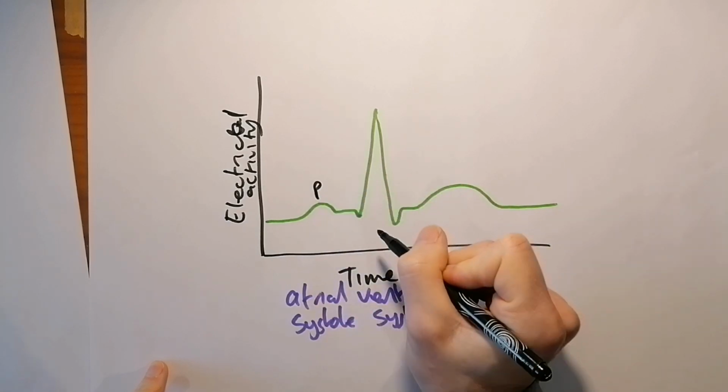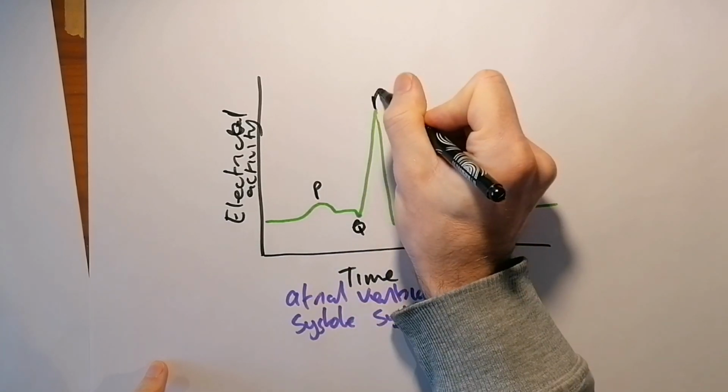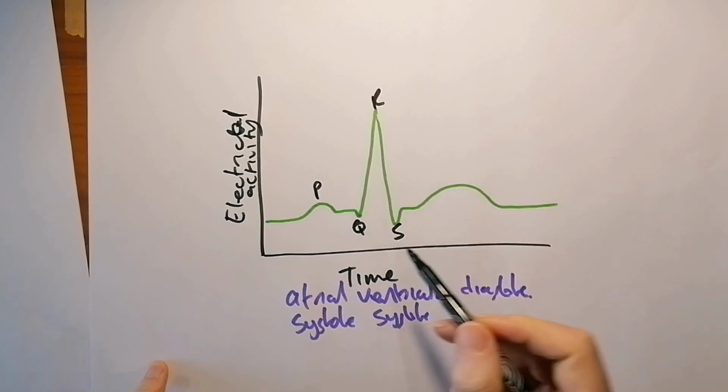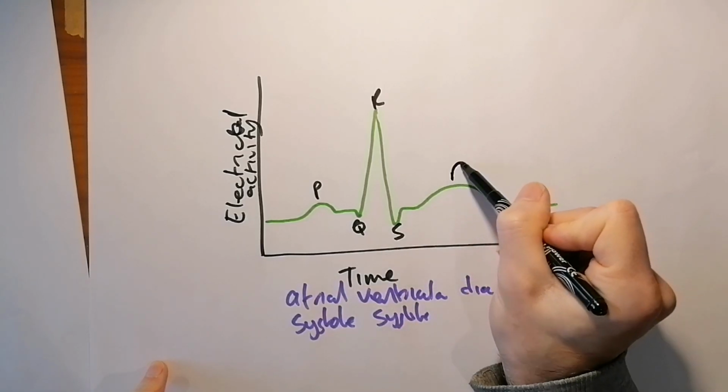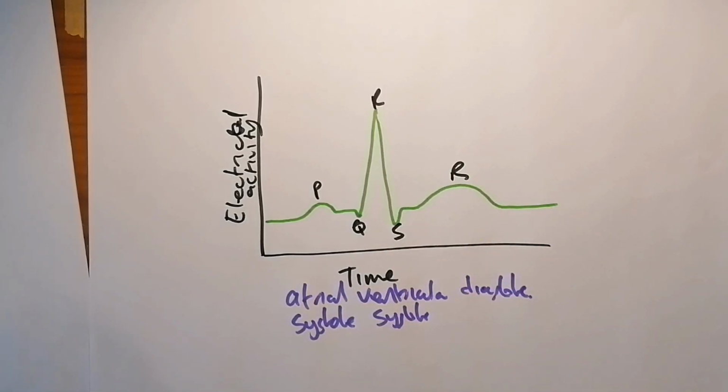This is the P wave. This is the QRS complex. That's ventricular systole. And this is the R wave, where the heart is filling with blood.